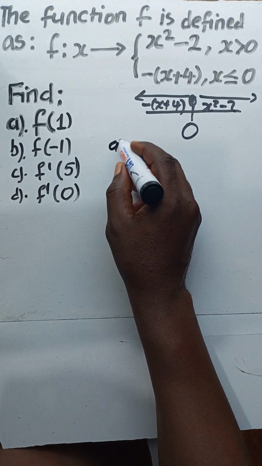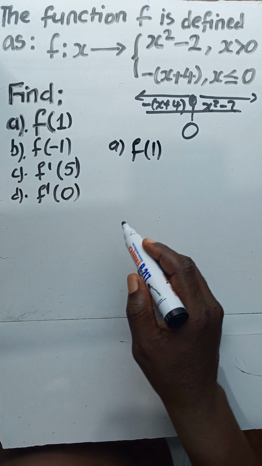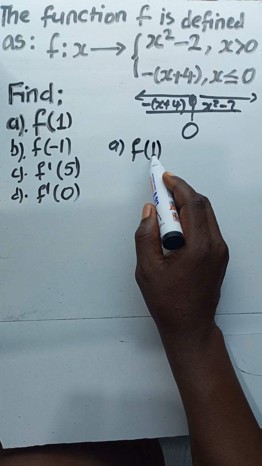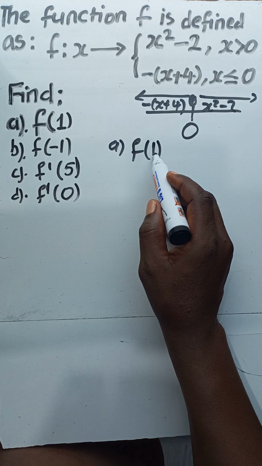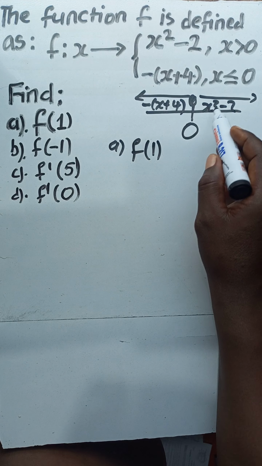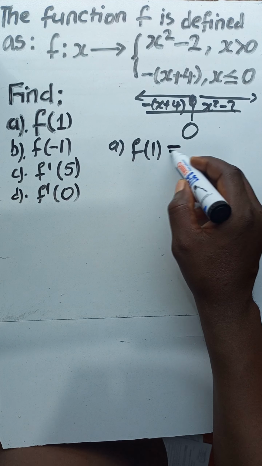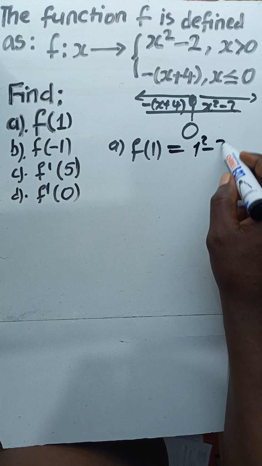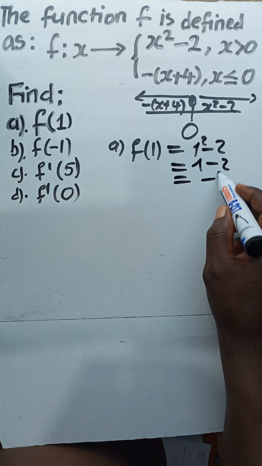And so we'll see that A says we should find the function value at the point 1. First of all, we check in which part of the domain positive 1 exists. Positive 1 is definitely to the right of 0. Therefore, we'll use this definition, x squared minus 2. So we're going to have 1 squared minus 2. That will give us 1 minus 2, which is negative 1.